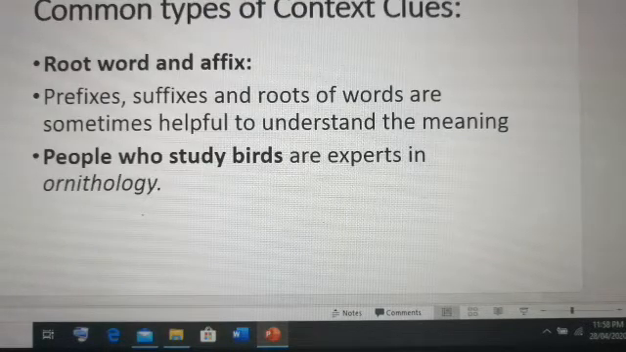Prefixes, suffixes, and roots of words are sometimes helpful to understand the meaning. People who study birds are experts in ornithology. You must understand that the words ending with gy are names of subjects. So ornithology is the subject in which people study birds. This is so clear with this sentence.